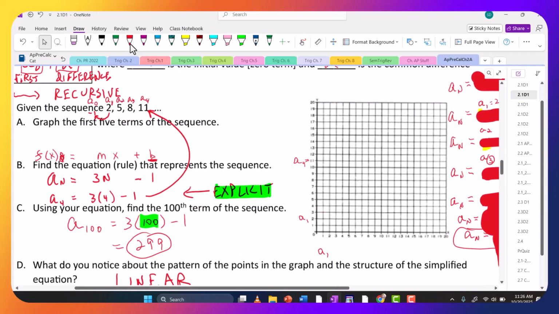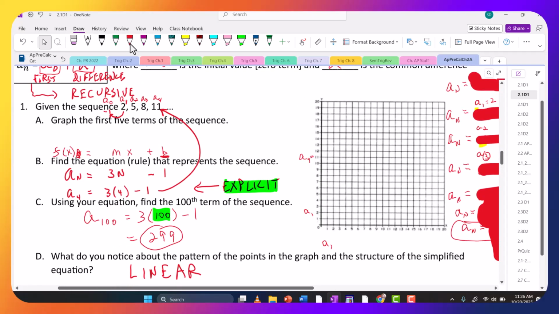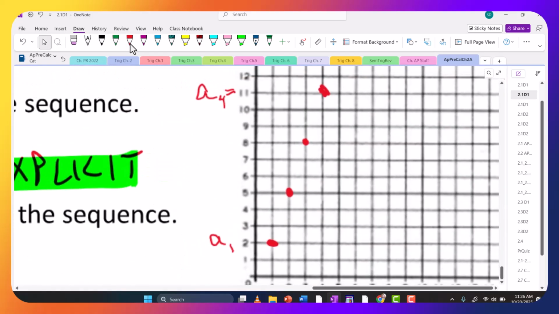Oh, let's go ahead and graph too first. So 1, 2 are originals. Go ahead and graph these. You could do it. 2, 5. I'll just do it real fast, and you keep up. 3, 8. It is kind of hard with the small graph. And then 4, 11. Well, that's why I know it's linear. Look at that. Those connect and make a line.